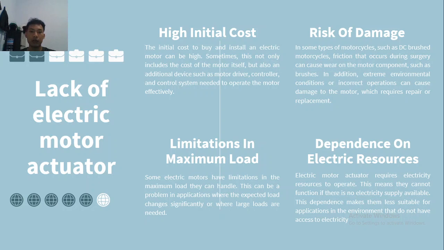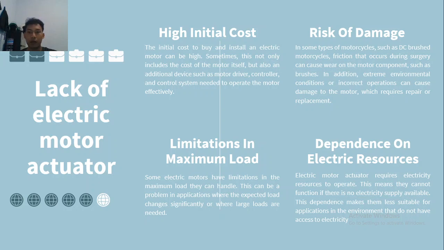Number three is limitation in maximum load. Some electric motors have limitations in the maximum load they can handle. This can be a problem in applications where the expected load changes significantly or where large loads are needed.